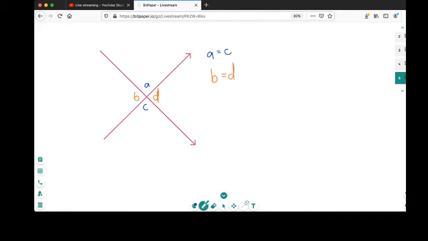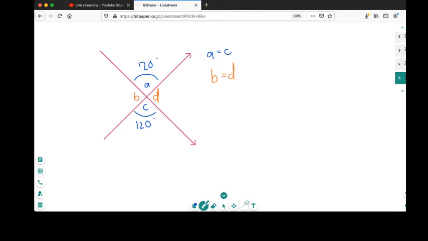Okay, you guys? So again, if this angle here is, for example, let's say 120 just for the sake of it, then this angle also has to be 120. Okay?